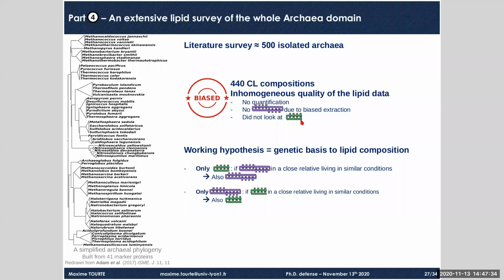So because of this, we had a very inhomogeneous quality of the lipid dataset, and we tried to extrapolate the lipid composition of a closely related strain in order to infer the lipid composition of strains whose composition could be biased. For instance, if a strain was described as producing only diethers, but a close relative was able to synthesize tetraethers, then we considered that our species of interest was also capable of synthesizing these tetraethers.